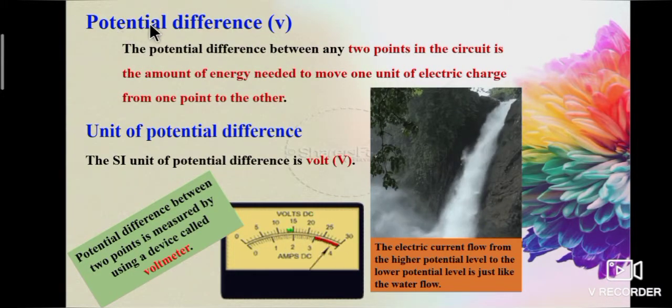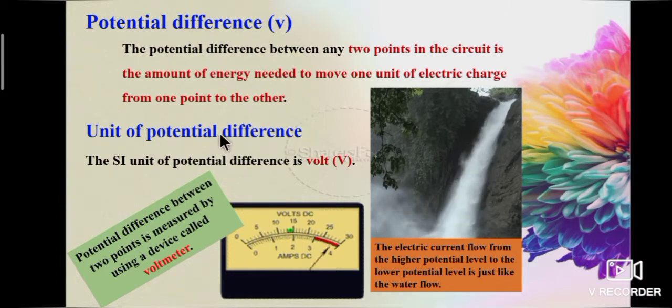Next, we have discussed potential difference. The potential difference between any 2 points in the circuit is the amount of energy needed to move 1 unit of electric charge from one point to the other, like waterfalls. That is, the electric current flows from the higher potential level to the lower potential level, just like water flow.